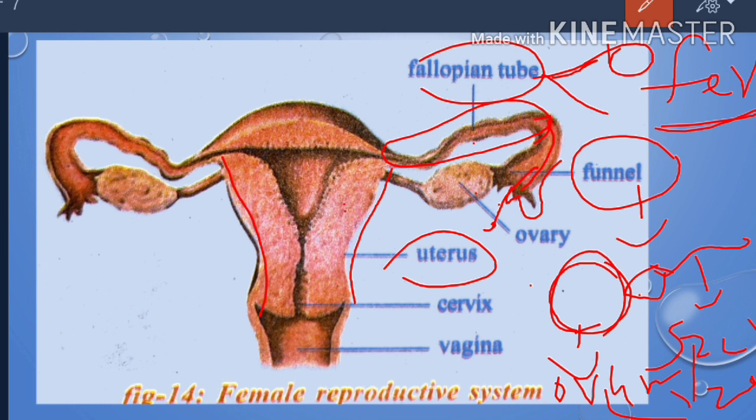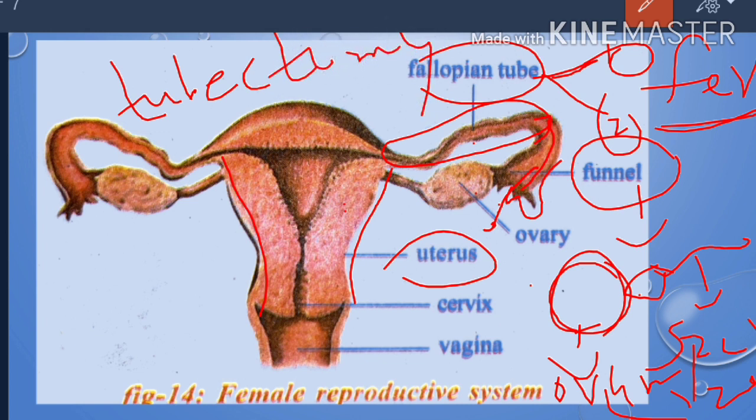So fertilization takes place in which part? Fallopian tube. Then the second point is, what is the second point? Tubectomy. So what is tubectomy? Tubectomy means it is a permanent birth control method. It is a surgical method.